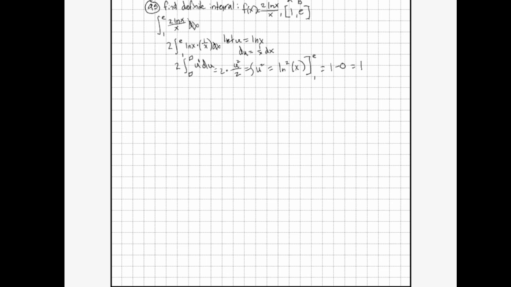And now to find the average, it was supposed to say average here. It wants me to find the average value, not just the regular area. Man, I described that really badly. Okay, and so what I do now is I multiply 1 times 1 over b minus a, e minus 1, and that equals 1 over e minus 1, which is about 0.58.